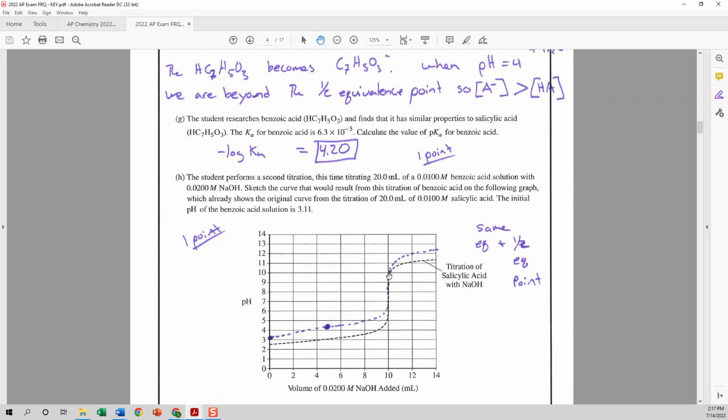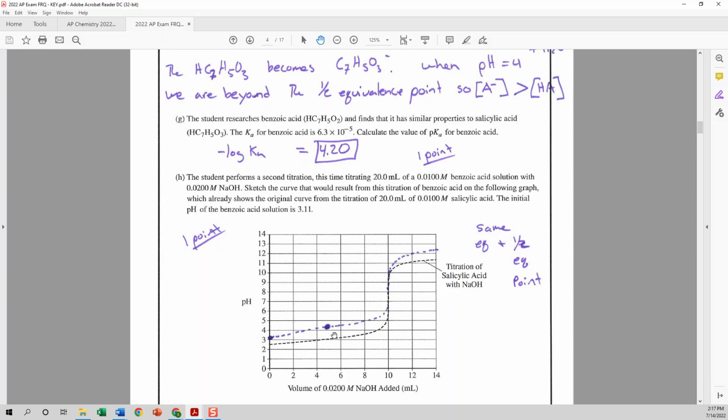All right, so it says the student performs the same titration with benzoic acid instead of the salicylic acid, but they're still using the same amount of NaOH. And we have to sketch that curve. The pH of the benzoic acid is initially 3.11, so we go to 3.11. We know that the half equivalence point is where pH equals pKa, so that's 4.2. So at the half equivalence point, it would be 4.2.